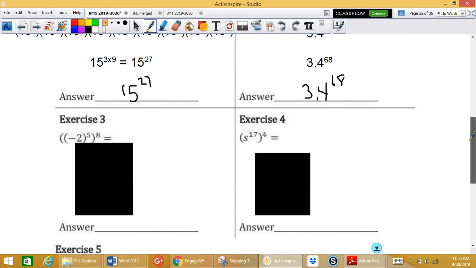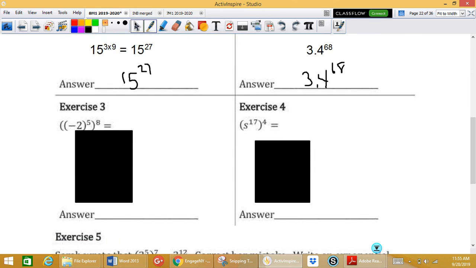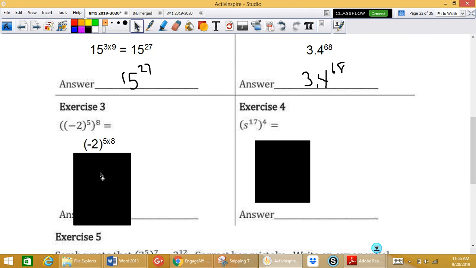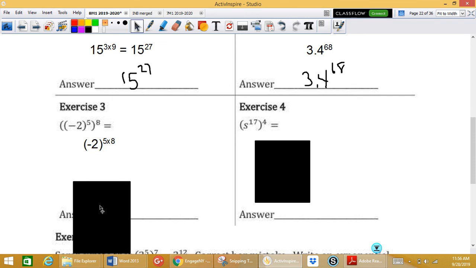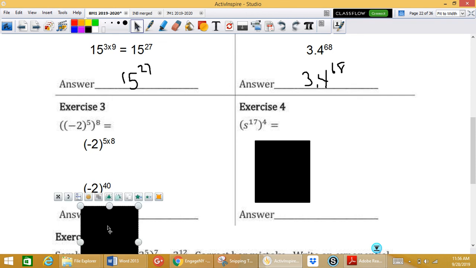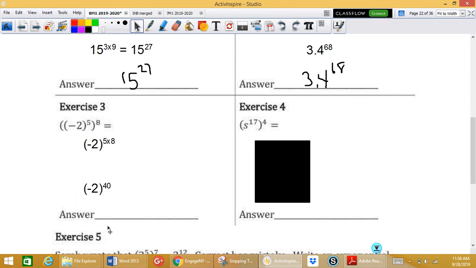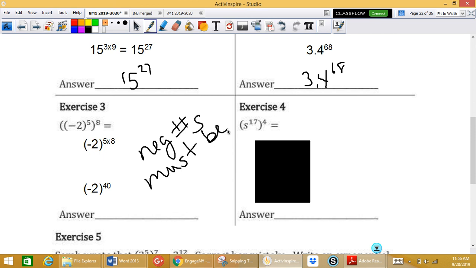The next one, exercise 3. I have negative 2 to the 5th to the 8th. So it's negative 2 to the 5 times 8. So it'll be negative 2 to the 40th. And yes, the negative must be in parentheses. So negative numbers must be in parentheses.